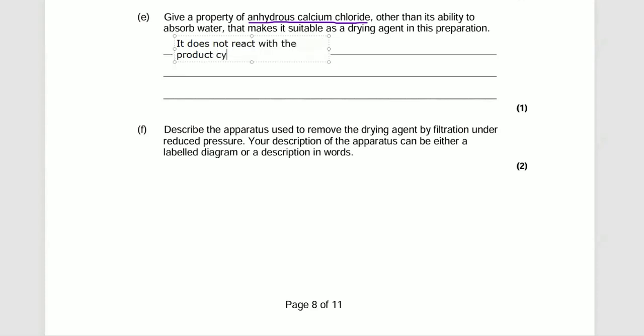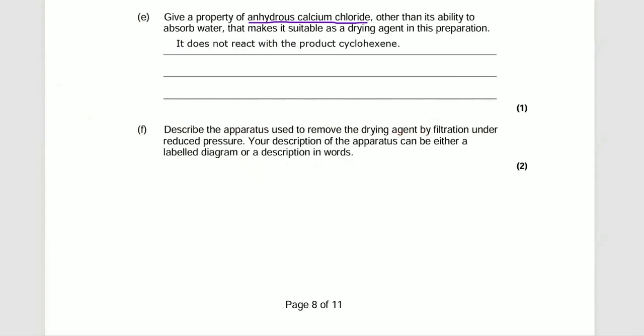Obviously, we don't want our drying agent to react with our product, and our product is cyclohexene. We don't want something that's going to add across the double bond or react with the cyclohexene, and calcium chloride won't react with it. So that is another important property of a drying agent. Not only does it need to absorb water, but it shouldn't react with your product either.